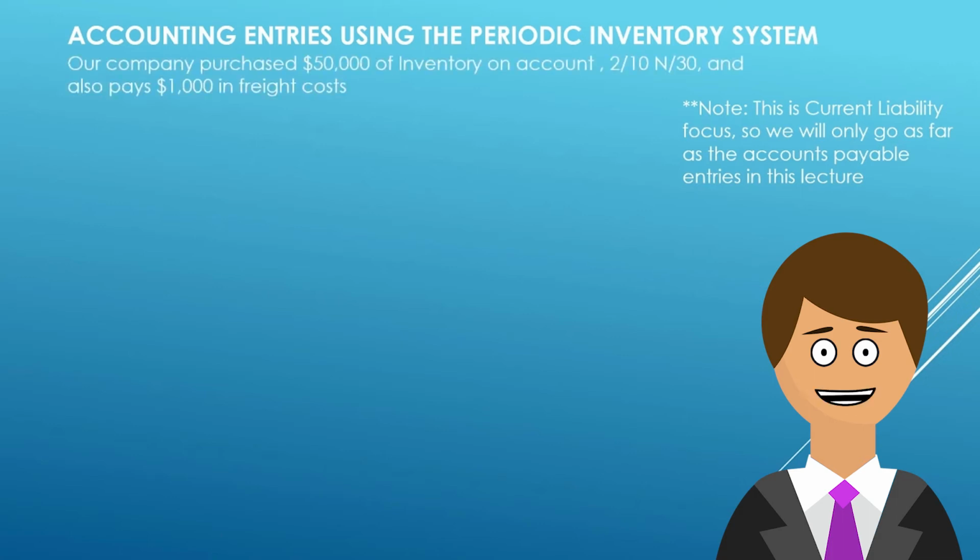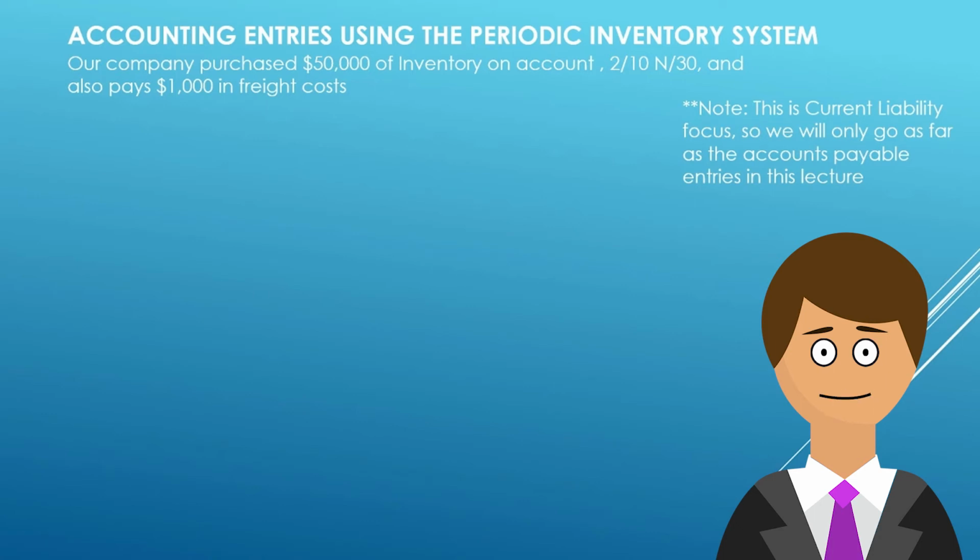So our company is going to purchase $50,000 of inventory on account and with terms of 2/10 net 30. Now in the prior video I talked a little bit about what terms meant. So we're going to take advantage of that 2% in 10 days. So we're going to try to pay that off within 10 days and take advantage of that.